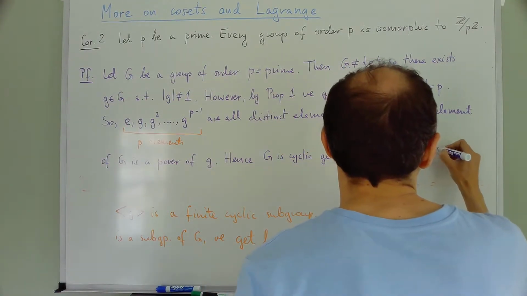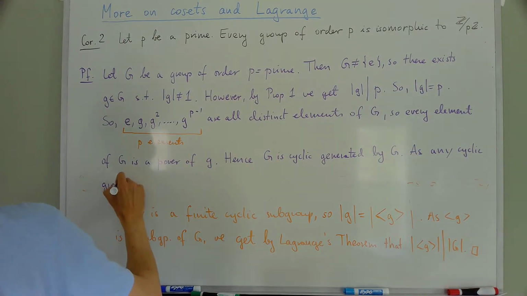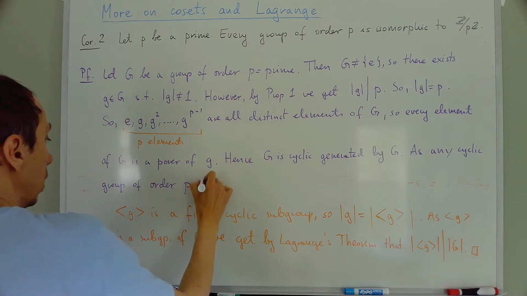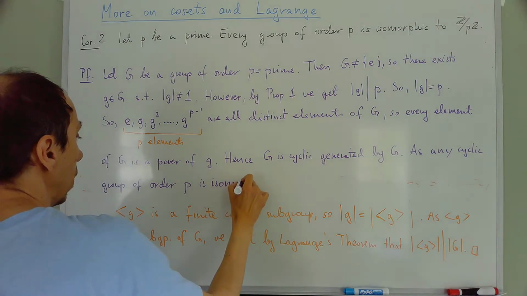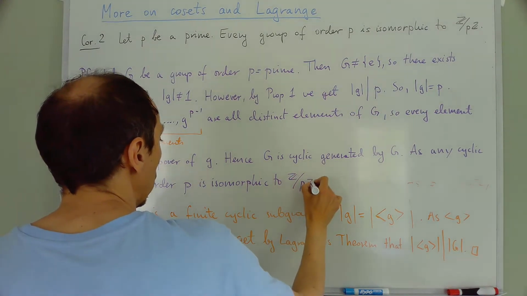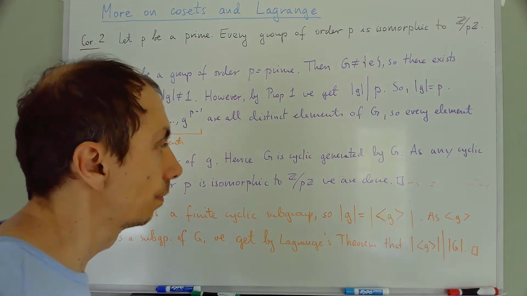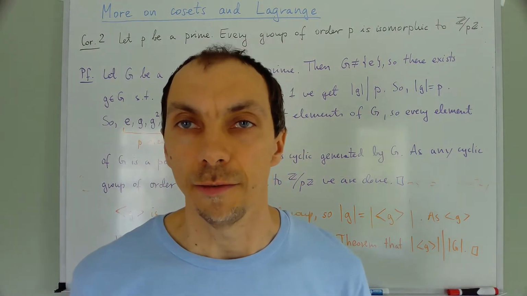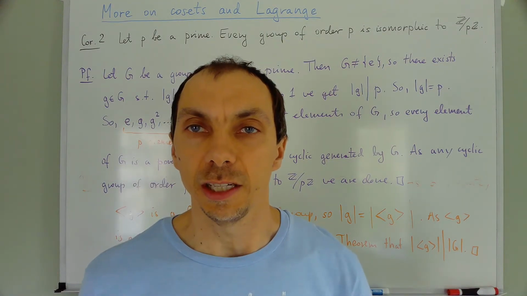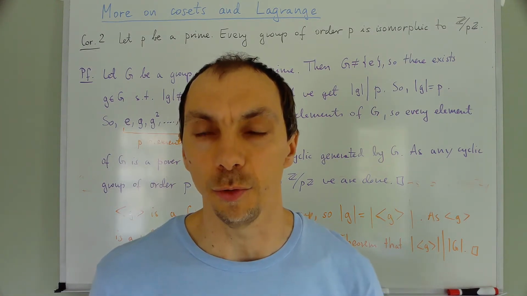As we already know, any cyclic group of any given order, so in this case of order P, is isomorphic to Z mod PZ, we are done. So every group of order P is isomorphic to Z mod PZ, and in fact every non-identity element in that group is a generator, because every non-identity element will have to have order P.